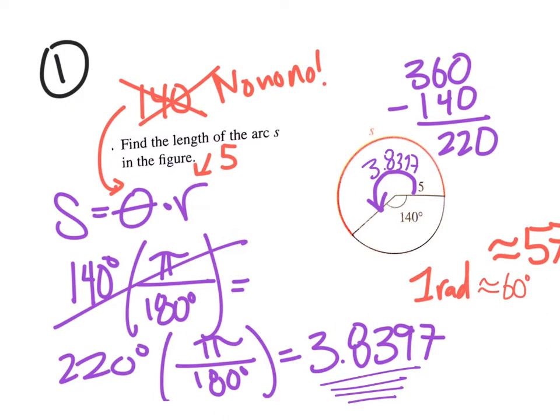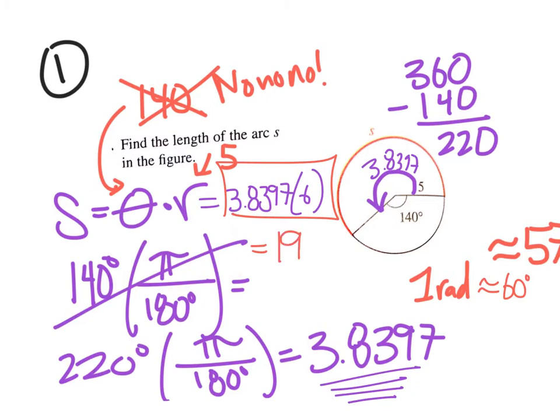So when we substitute into this equation, we say that the angle in radians, 3.8397, and then times our radius, and that will equal, so when we multiply these, let's see, I got 19.2. So let's take a look. Does this make sense? If this is 5, does that look like it could be 19.2? Totally. So that is the length of our arc, the pizza crust.